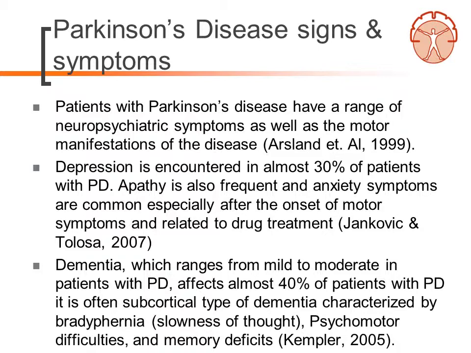Dementia, which ranges from mild to moderate in patients with PD, so we won't be expecting marked or severe impairments such as the dementia we find in Alzheimer's, affects almost 40% of patients with PD. And it is mostly a subcortical type of dementia, characterized by bradyphrenia, psychomotor difficulties, and memory deficits.